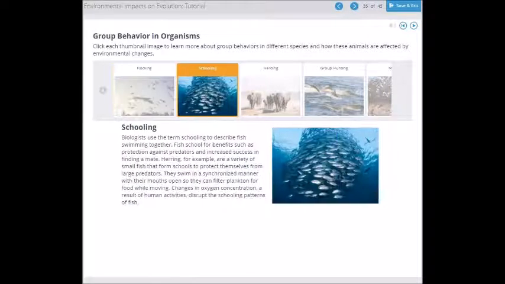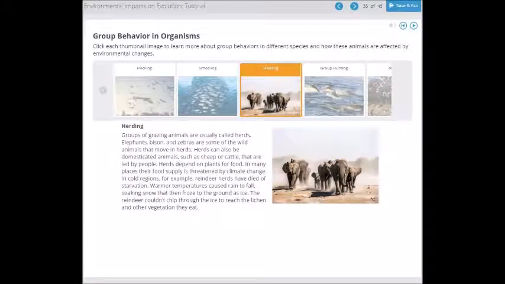It's the same thing with schooling. Schooling has lots of advantages. It helps them hunt better. They're hunting for their food. But it also confuses the predator species. The predator looks at this and sees one big fish as opposed to a bunch of small fish. And so there's lots of advantages. It also increases the chance of them finding a mate.